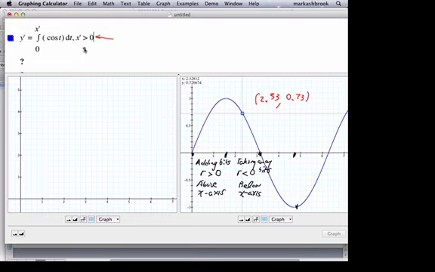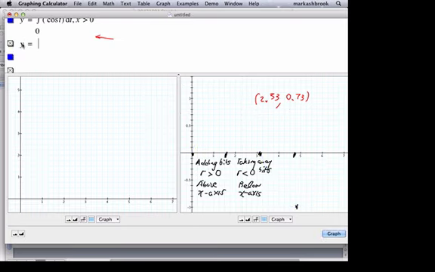So, what is the rate function? Let's graph the rate function and compare. What is the rate function? If we take an integral of a function, what kind of function is that? That's the rate.